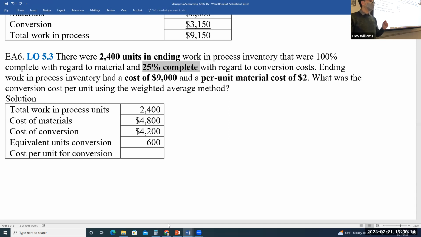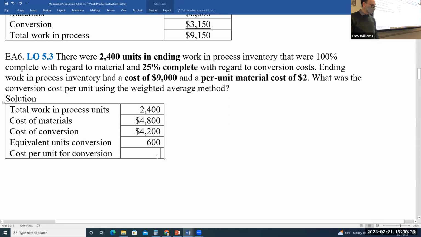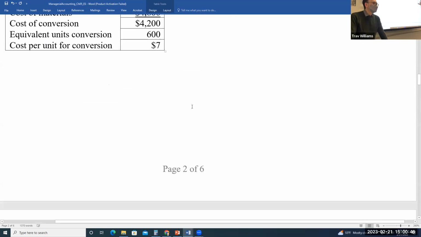How do we get now our per unit cost for conversion? 4,200 divided by 600. We take the conversion cost divided by the number of units, and we'll get $7 per unit for conversion. 4,200 divided by 600 gives us $7. Okay, this one was a little different. Any questions on these calculations? Going once, going twice. All right, moving on to number 7.